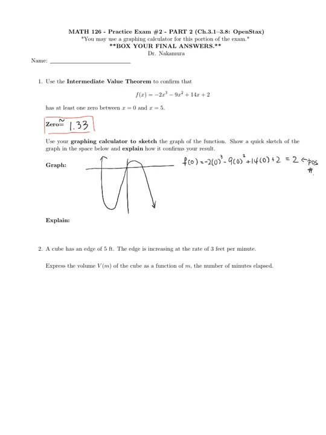All right, now let's go with f evaluated at 5. So that's going to give us what? Negative 2 times 5 to the third, minus 9 times 5 squared, plus 14 times 5, plus 2. Punch that in the calculator, and I got negative 43, which is good. This is a negative number.